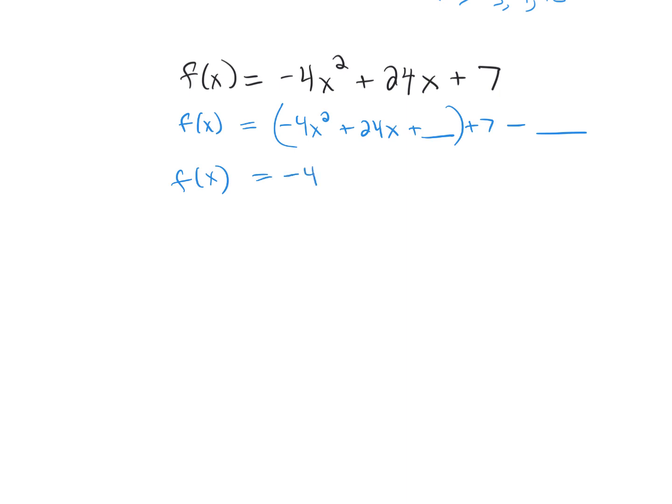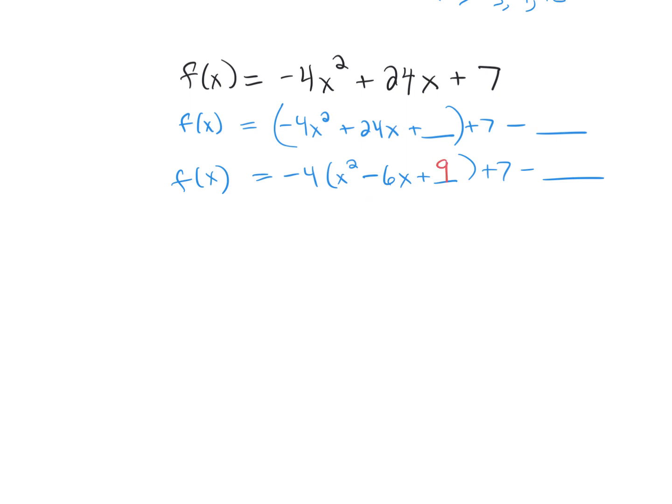I get negative 4, and then inside I've got an x squared. And now be careful, because negative 4 times what gives you a positive 24x. So I'm going to need a minus 6x plus my blank plus 7 minus blank. All right, same process. Take half of this and square it, and I get 9. So I'm going to put a 9 here.